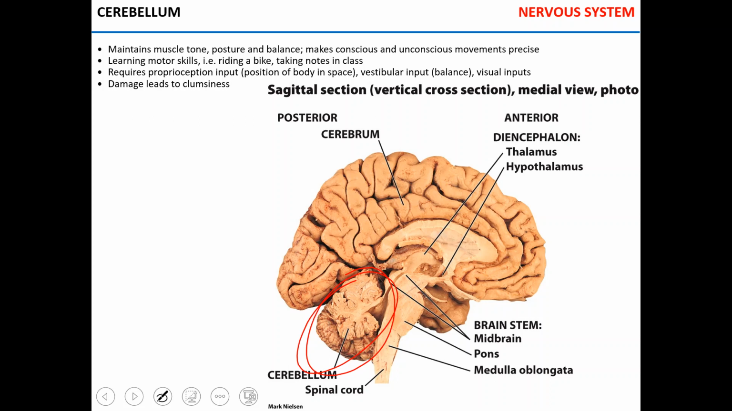The cerebellum produces these fine motor patterns based on proprioception, based on receiving information about the body position in space. It receives information from the eyes, and it receives input from the vestibular apparatus, basically input on balance. So when the cerebellum receives all this information, how we are positioned in space, what our balance conditions are, what surrounds us, it produces the fine motor patterns that lead to precise movements.